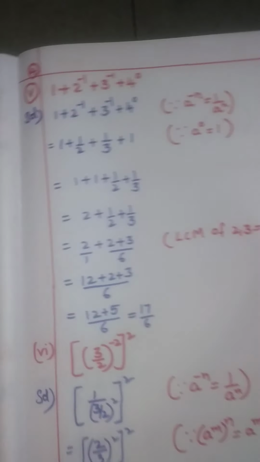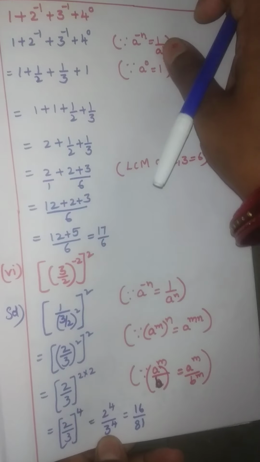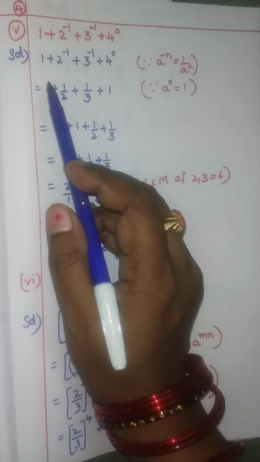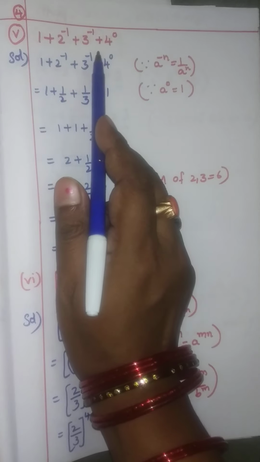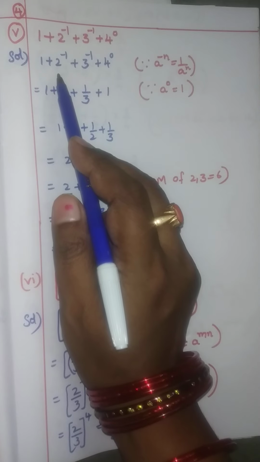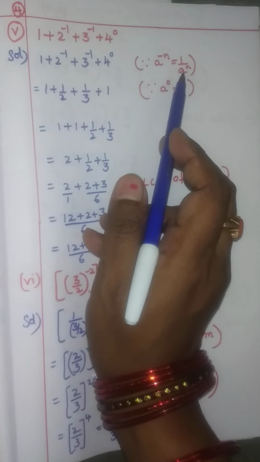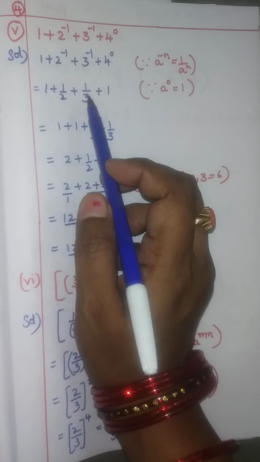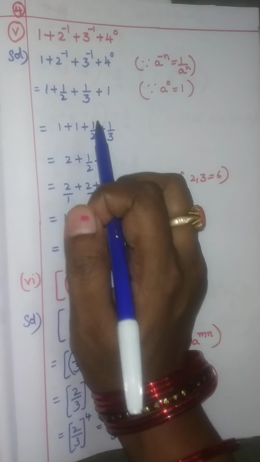Let us go to the next two problems of question 4. Let us see the fifth and sixth problems. 1 plus 2 power of minus 1 plus 3 power of minus 1 plus 4 power of 0. Any number to the power of 0 is 1. See here, it is looking like the formula a power of minus n equals 1 by a power of n. So 2 power of minus 1 we can write as 1 by 2 power of 1, plus 3 power of minus 1 we can write as 1 by 3.